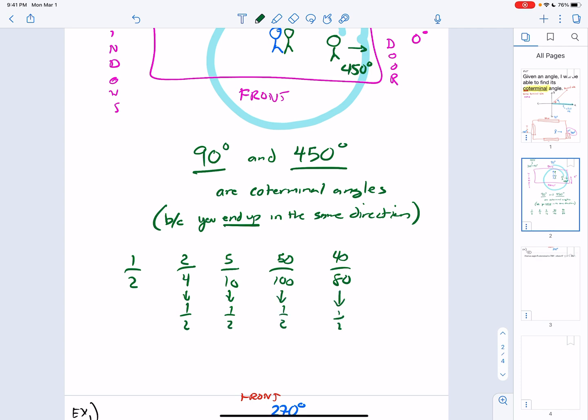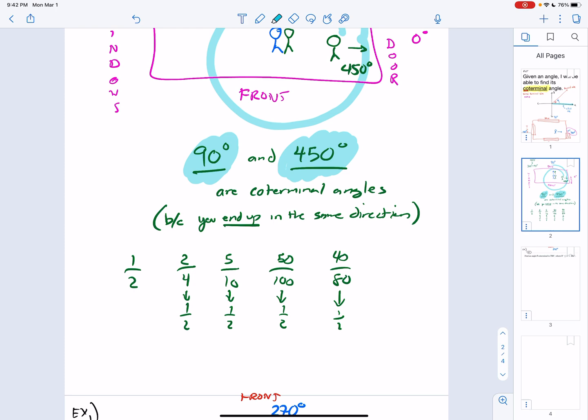So what am I trying to get at? Fractions, although looking very different, they have the same value. Okay? Kind of the same idea with coterminal angles. Sometimes your angles are a little bit too large and you want to reduce it in a sense, or they're too small and you want to enlarge it in a sense.